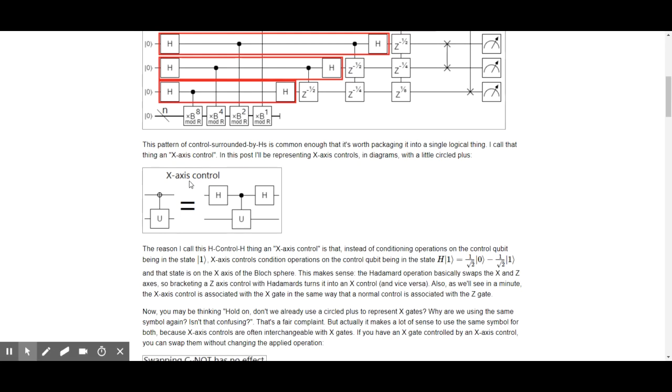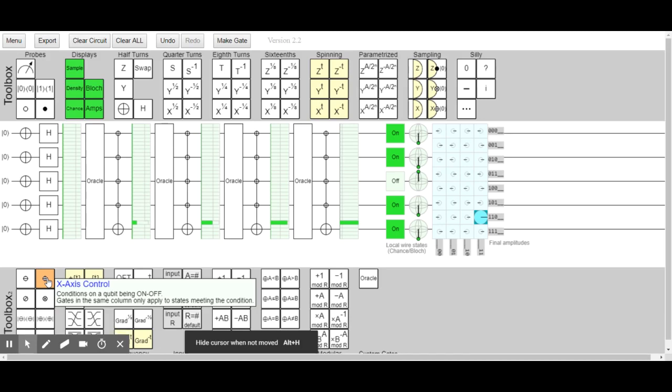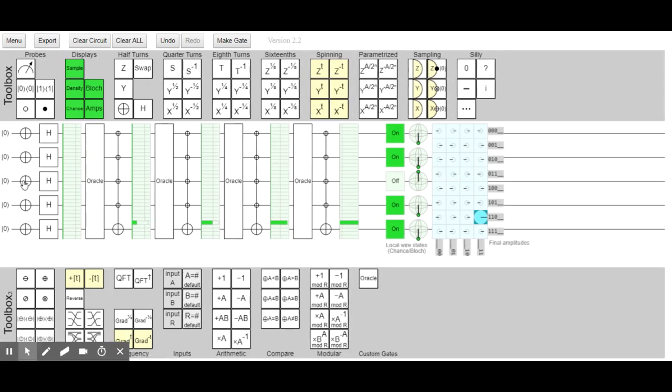That's literally a control on whether the qubit is in the state 0 minus 1, so in the minus state. Is that correct? I guess it depends on what's after that, because here it says on minus off, and this is on plus off. Okay. But why are we negating all that stuff then here? That doesn't matter.